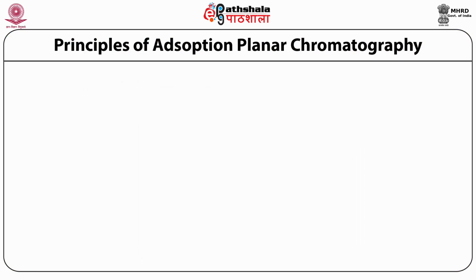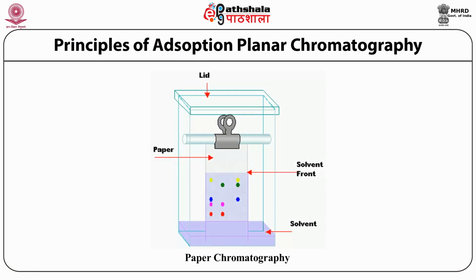Thus, the separation of components depends on both their solubility in the mobile phase and their differential affinity to the mobile phase and the stationary phase. This figure depicts the method of performing ascending paper chromatography. The solvent rises up due to capillary action and dissolves the solute components on its way upwards.